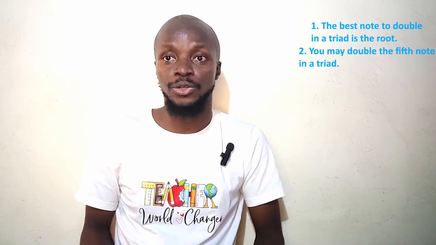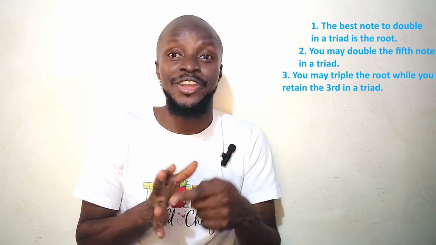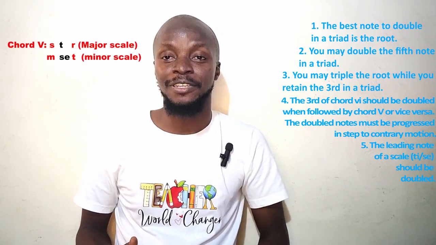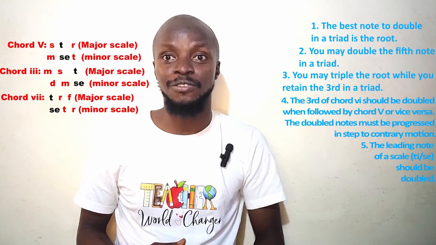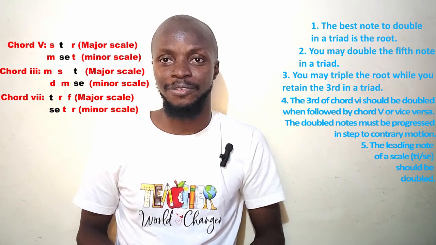Again, you should always think of doubling the root of any chord, be it a primary chord or a secondary chord. If that doesn't work, you can double the fifth, but always keep the third. You can also triple the root, but always retain the third. And if the leading note appears in a certain chord, don't double it. You can have the leading note in chord 5, in chord 3, or in chord 7. So don't double the leading note in all these chords.